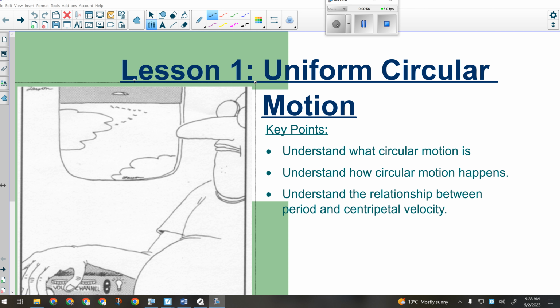So we're going to look at what circular motion is. It's when an object moves in a circle. That one's easy. We understand how circular motion happens. And we have to understand the relationship between period and centripetal velocity. So this is a new term for us in physics.